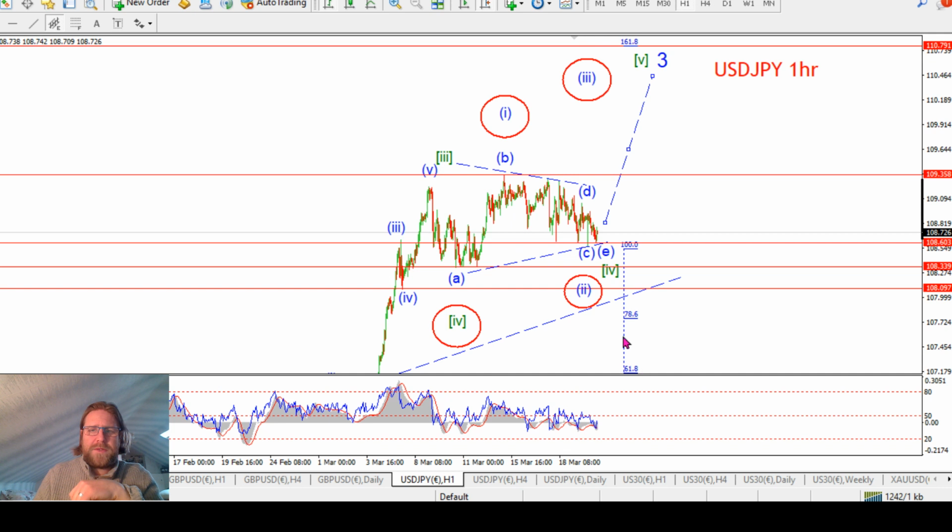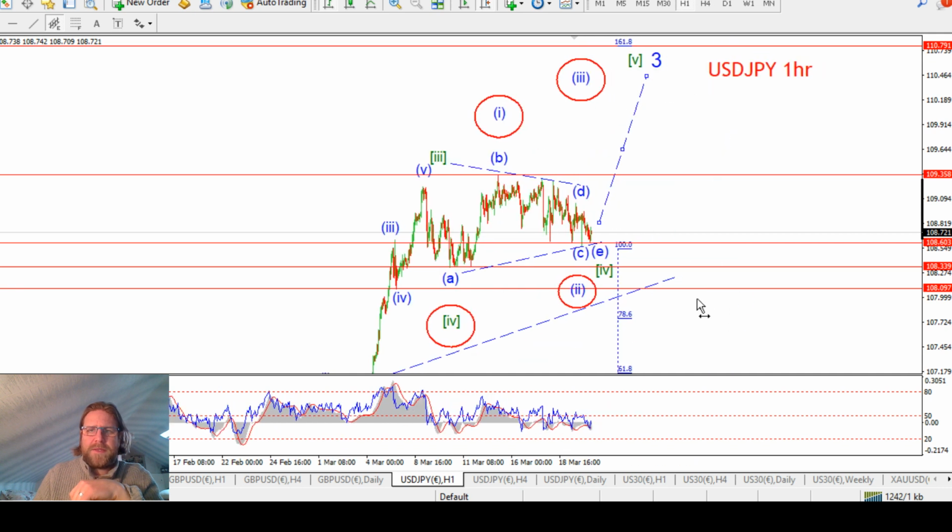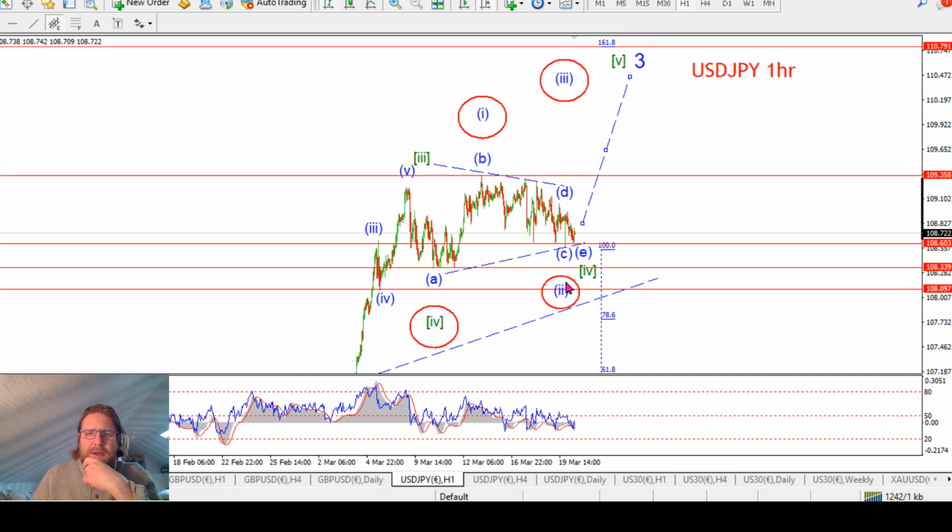Okay, so let's move on to dollar yen. This is the dollar yen hourly. You can see the triangle scenario in a 4th wave is still the most likely outcome here.